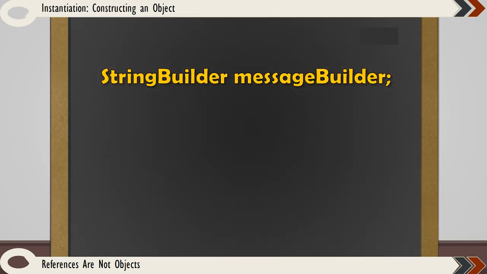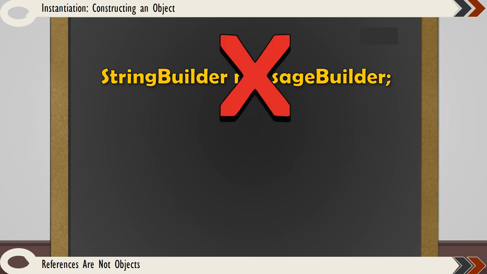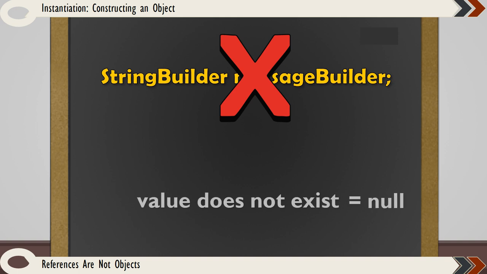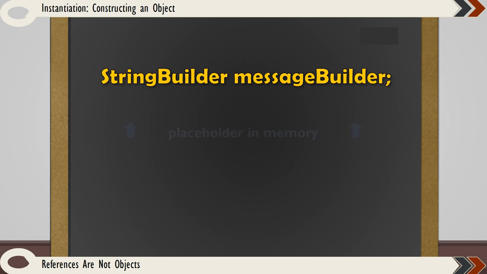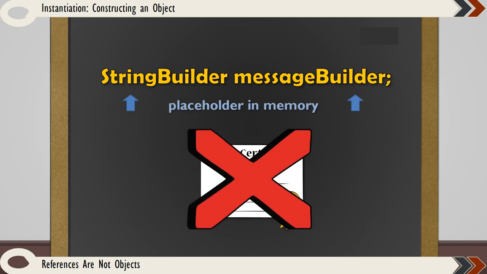At this point, we have created the variable, but it has yet to be assigned a value. Unlike primitives, if a variable is not assigned a specific value, no default value is assigned. The value does not exist, or, in other words, it is null. We have assigned a placeholder in memory for our object to live, but it hasn't been born yet.